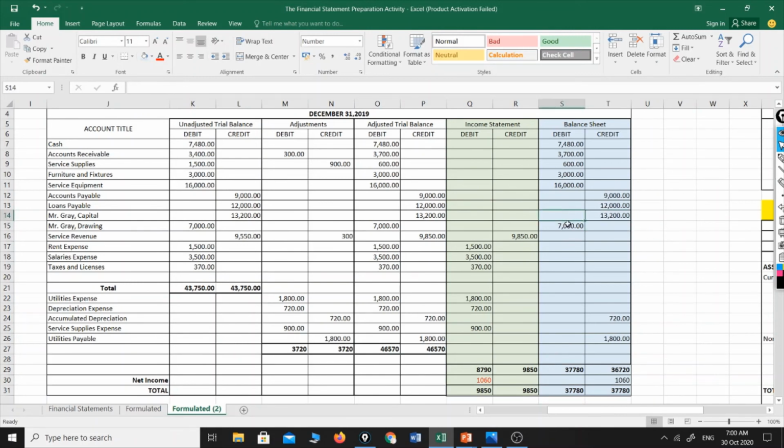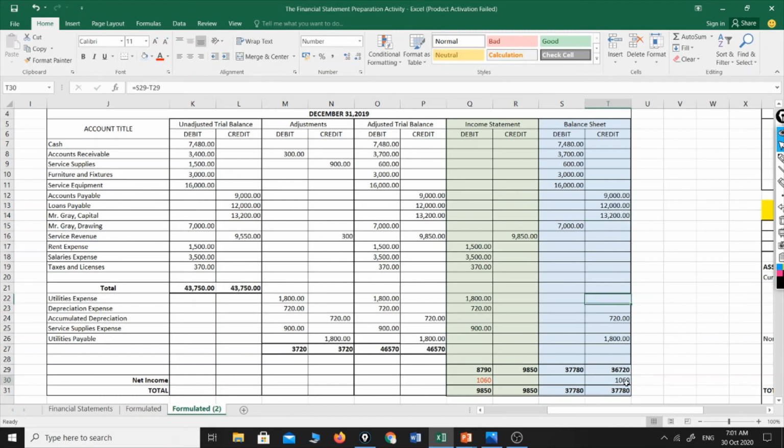How shall we use this one? We simply process all the account titles related to the capital. So we have this one, the 13,200 capital amount, and then the drawing 7,000, and of course the difference 1,060. So you see the capital here, 13,200, minus the drawing of 7,000, and then the net income, or the difference of the debit and credit, should be added to our capital.